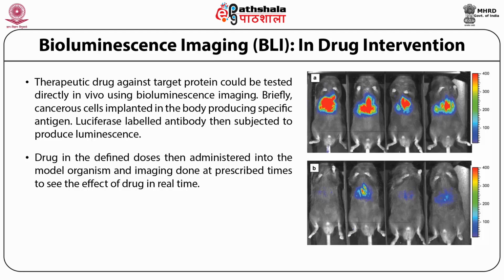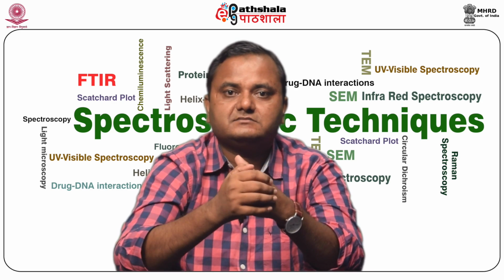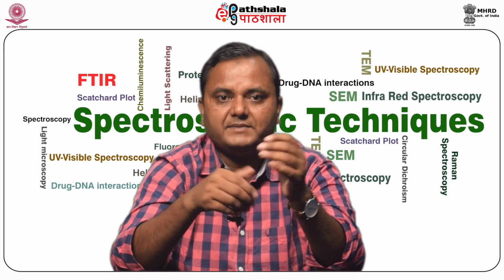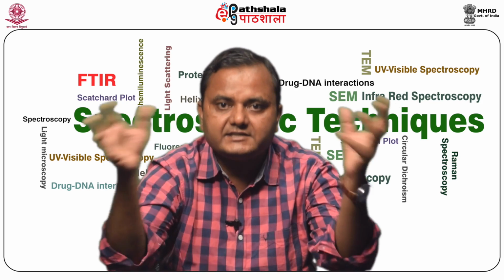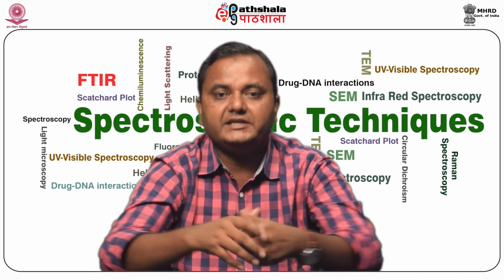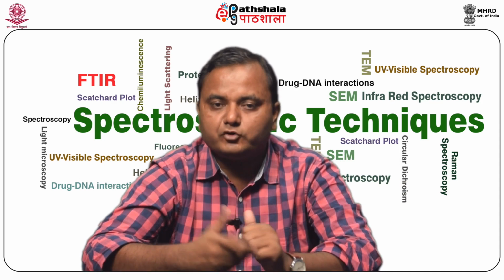You can see here in the figure that drug administration in mice led to a substantial decrease in the proliferation and growth of tumor cells, as indicated by light emission captured in a near-IR camera. So, as the drug gives its response, the intensity from tumor cells is going down. Unlike FRET, BRET is initiated by an enzymatic reaction and thus does not require any light excitation, resulting in an excellent signal and greater sensitivity. In addition, FRET leads to phototoxicity and photobleaching.